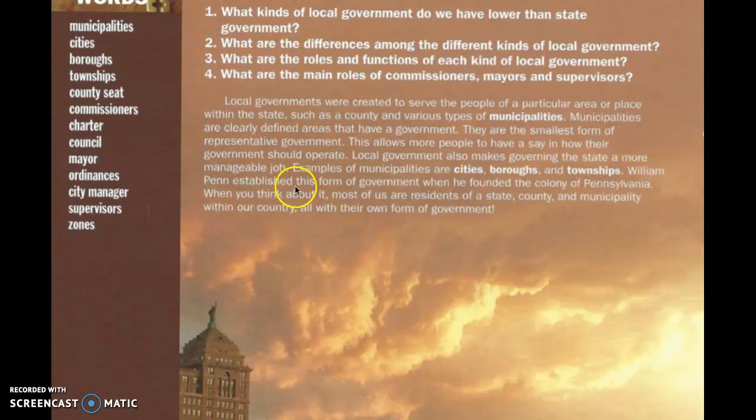William Penn established this form of government when he founded the colony of Pennsylvania. When you think about it, most of us are residents of a state, county, and municipality within our country, all with their own form of government. So if you take us, for example, our state is Pennsylvania, our county is Lycoming, and our municipality is Loyalsock Township.